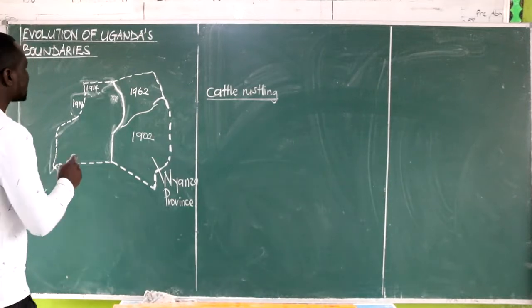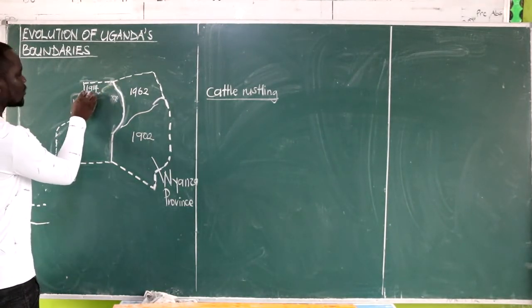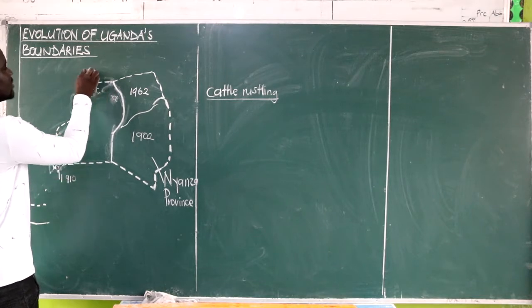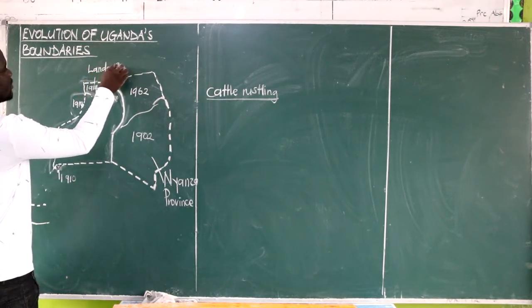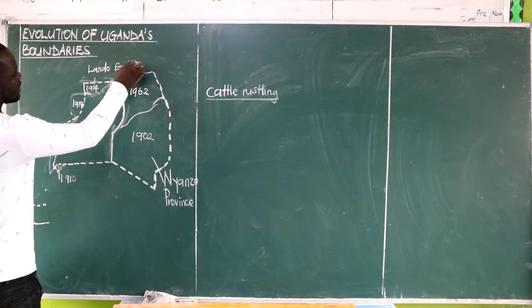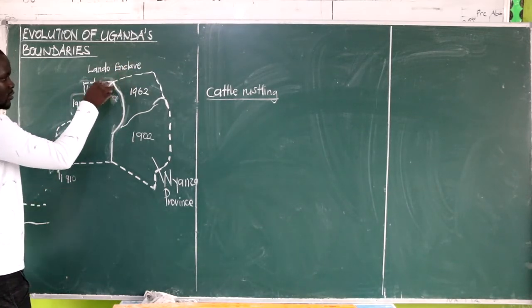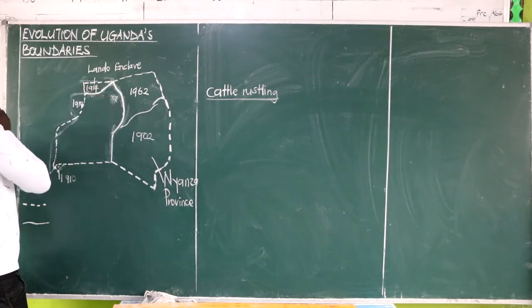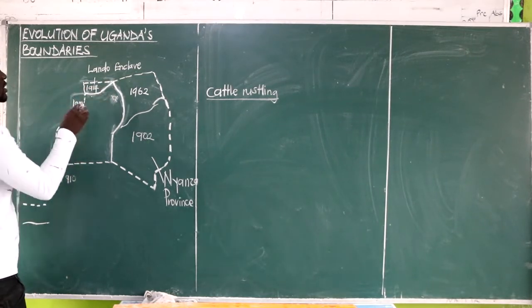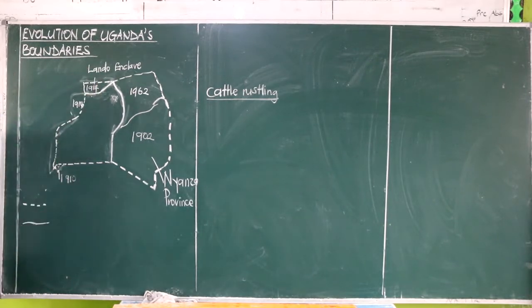And then we have this land, this part, we call it the land of enclave. The land of enclave. This one was cut from, it was given to Sudan from Uganda. So another border was fixed here to separate the Acholi from the Sudanese.